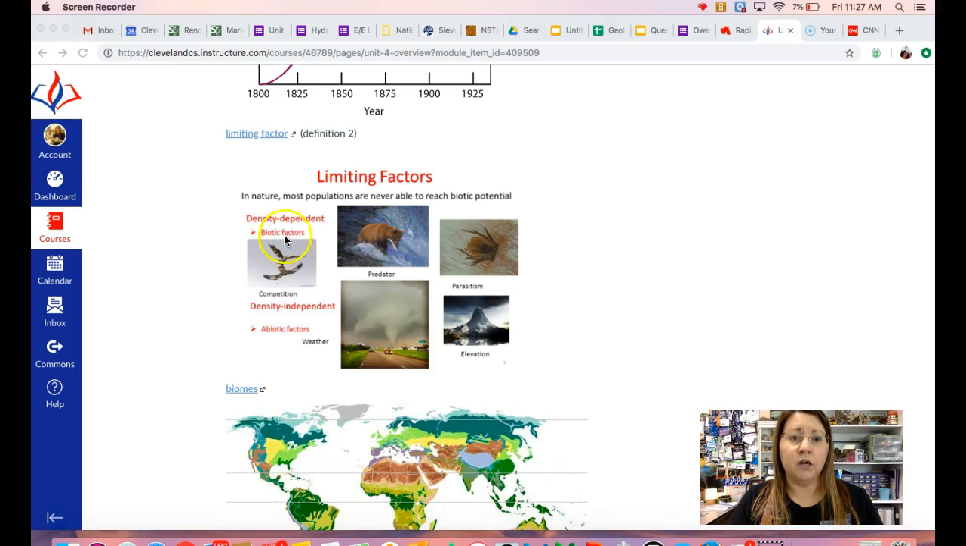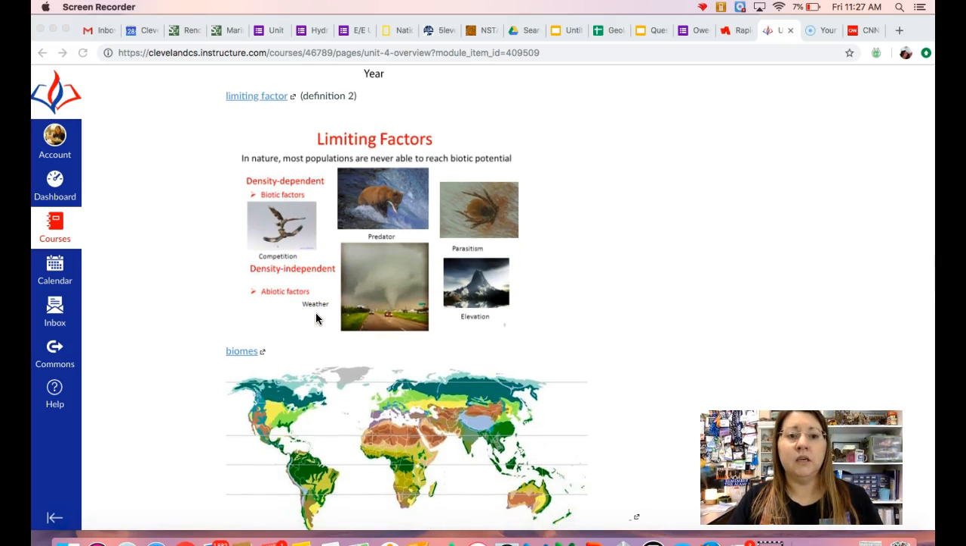So for example, competition is one big example. So if you have 5 wolves in an area versus 1, the more dense population of 5 wolves is going to have more competition. Also, disease is another big one because organisms that are in really close contact are going to be able to spread disease more readily. So that's density dependent. Density independent limiting factors are going to be not dependent on the amount of the population.